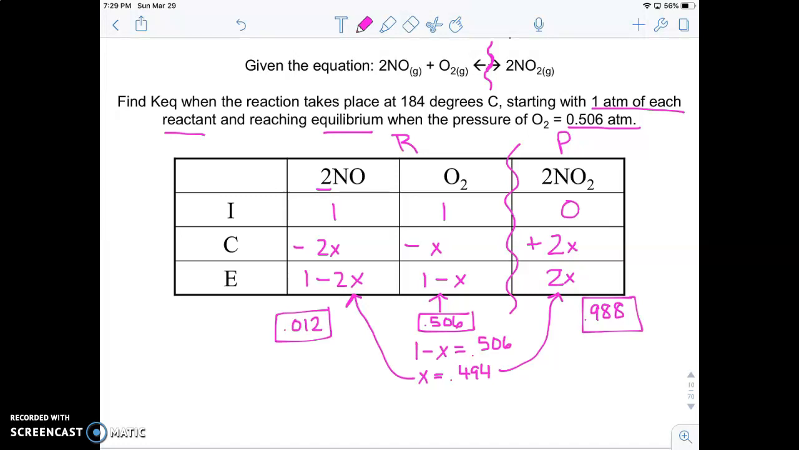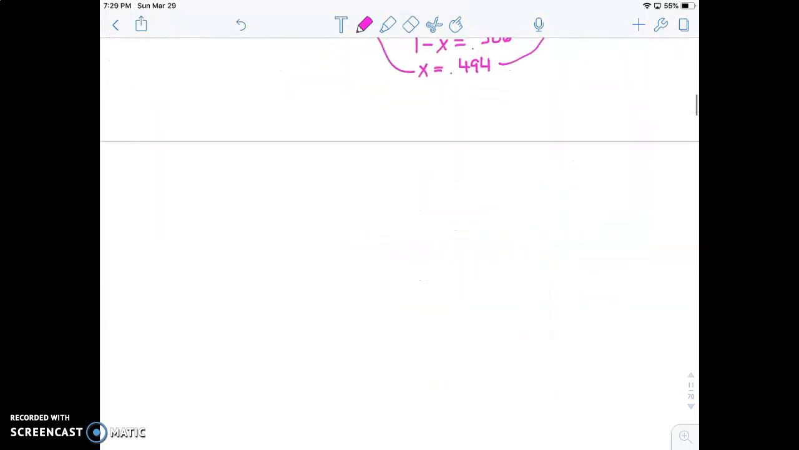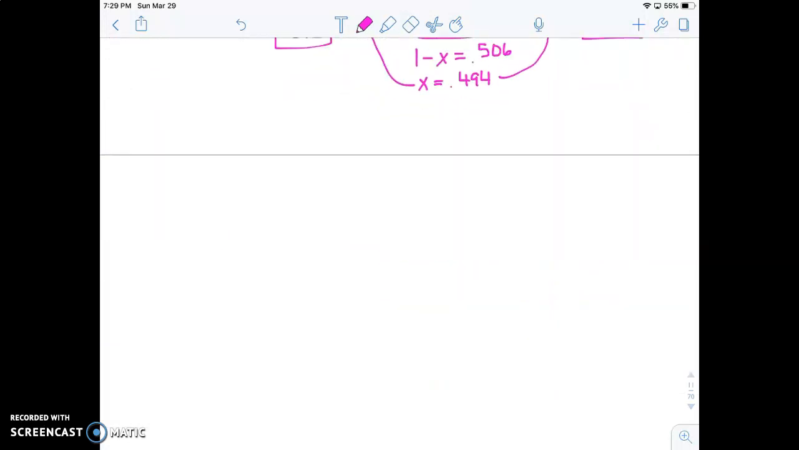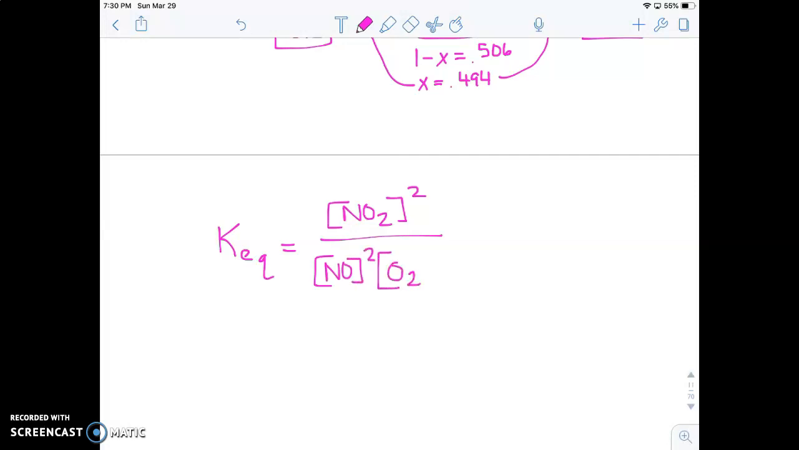So the question didn't ask me to find the concentrations of everything at equilibrium. Again, it asked me to find KEQ. So you don't want to stop here. I'm going to write out the KEQ for this problem. Alright, so I have my products, NO2, and it's got a coefficient of 2, so I have to square that. And I have my reactants, NO also gets squared, and O2 has a coefficient of 1, so I could leave that alone. Alright, so now that I know that, guys, and I solve for all my concentrations, I can just go ahead and plug that stuff in.